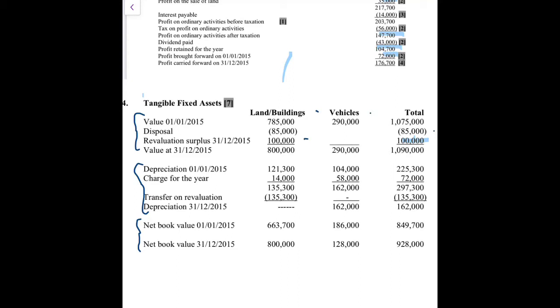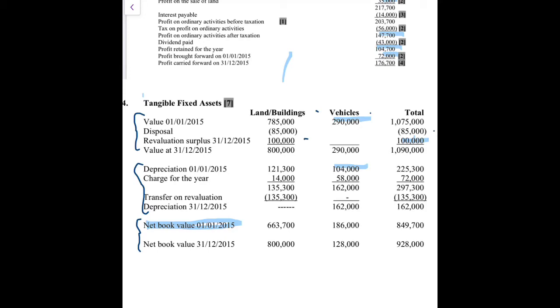You're removing that depreciation because when you do a revaluation, all of the depreciation is brought back down to 0. So we're starting off here looking at our net book value at the first, and to get that, it is your cost, your 785 at the start of the year, minus your opening depreciation of 121,300, which left that opening net book value for land and buildings at 663,700. And for vehicles, it's the 290. So this 290 minus the 104, which gives you €186,000, was our net book value at the start of the year for vehicles. And then my total figure is obviously there as well.